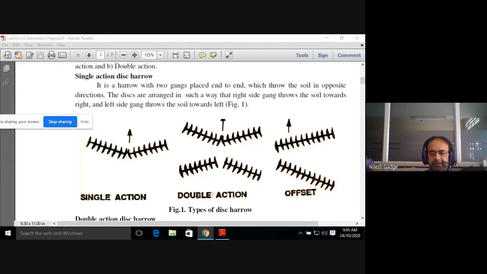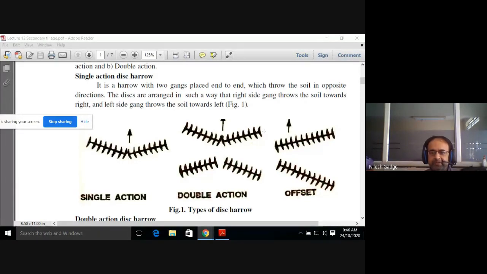डबल ऍक्शन मध्ये, आता याला डबल ऍक्शन का म्हणायचं. इन सिंगल ऍक्शन ओनली वन पेअर ऑफ गँग इज प्रोव्हाइडेड. इन डबल ऍक्शन टू पेअर्स ऑफ गँग्स आर मोर दॅन टू, इट मे बी 6 पेअर, इट मे बी 4 पेअर, इट मे बी 8 पेअर्स लाईक दॅट. पण याच्यात डबल ऍक्शन का म्हणायचं, समजा ही पुढची गँग सॉइल राईटला थ्रो करेल असं आपण म्हणू.